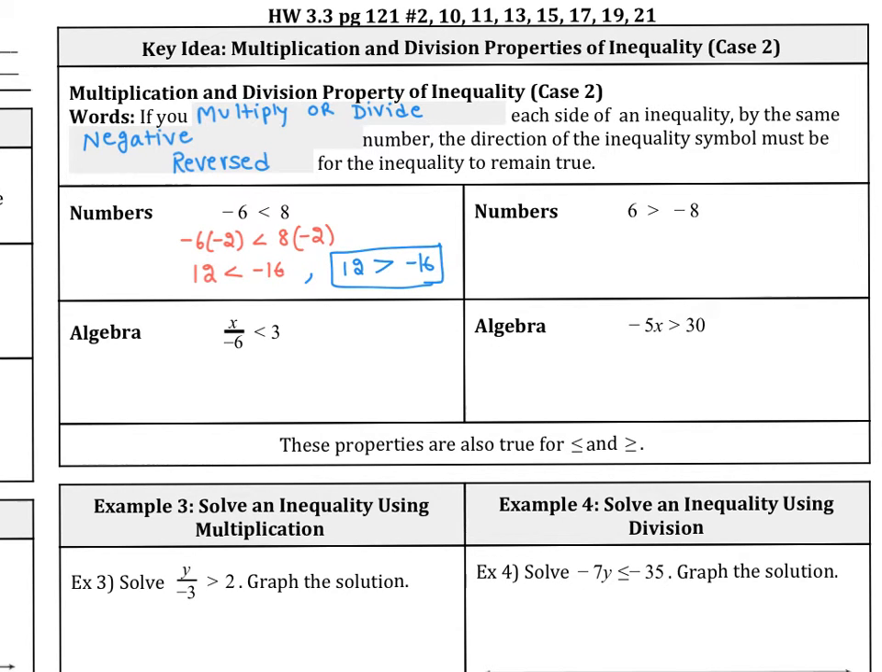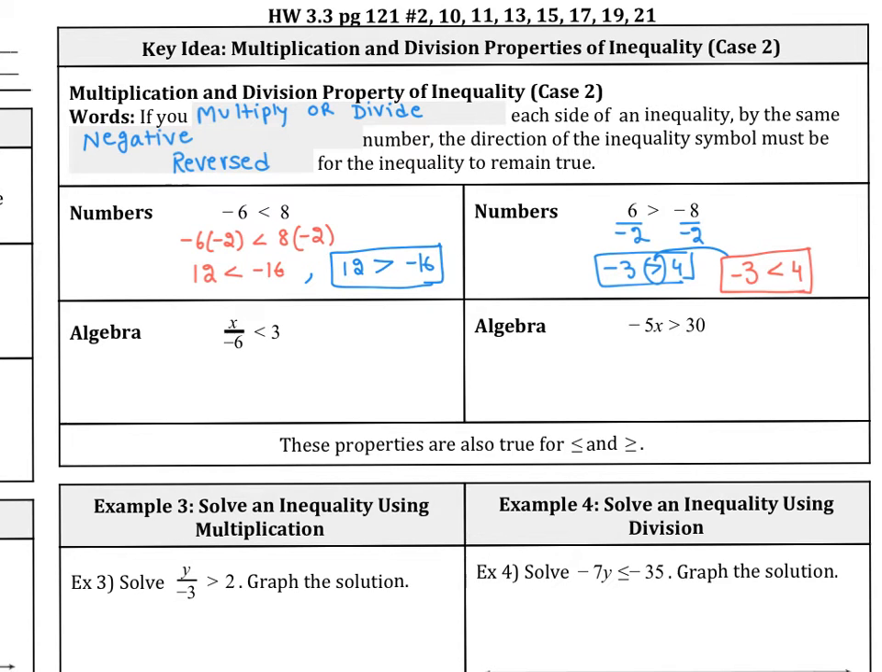In the second problem, I'm dividing by negative 2. I get negative 3 greater than 4, which is not true. To make it true, I have to switch this inequality and then it will be a true inequality. Anytime I divide or multiply by a negative number, the inequality is going to be reversed.